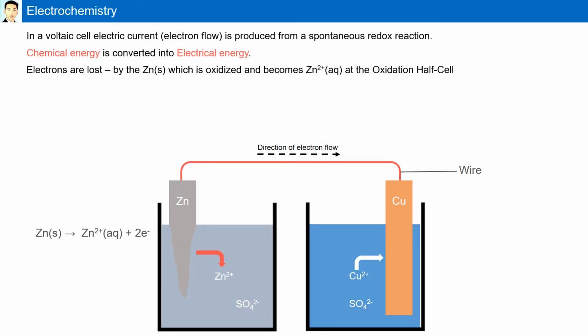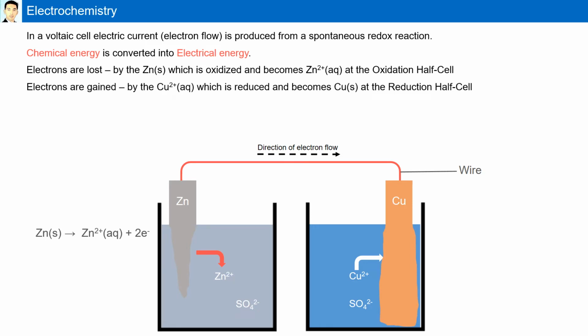On the other side, we have copper 2+ ions in the solution, gaining electrons to become copper solid. In so doing, the copper strip becomes larger. The electrons are gained by the Cu2+ aqueous, which is reduced and becomes Cu solid at the reduction half cell. Here again, Cu2+ aqueous gains 2 electrons to become Cu solid.